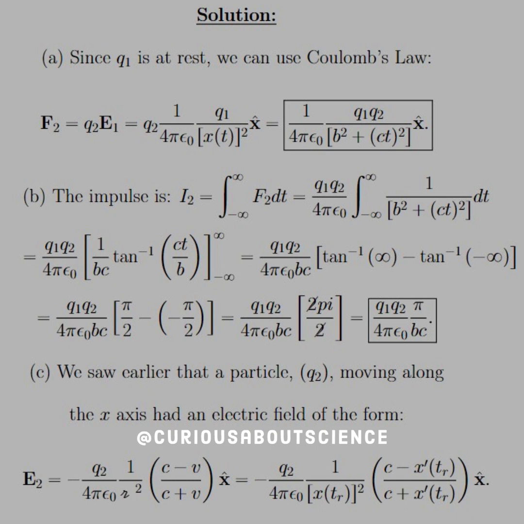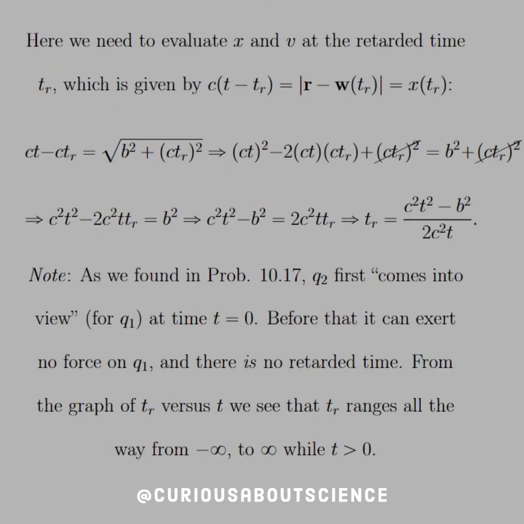Nonetheless, our script r squared has to go to x to evaluate it at the retarded time, and then v is x prime evaluated at the retarded time. So we're going to have to do some work here. Here we need to evaluate x and v at the retarded time, tr, which is given by c times (t minus tr) equals the absolute value of r minus w(tr), which we just said equals x of tr. So we know what that is. We've seen this before with the square root.